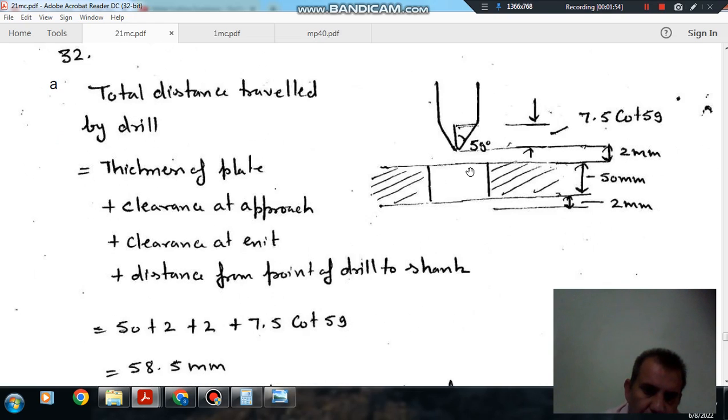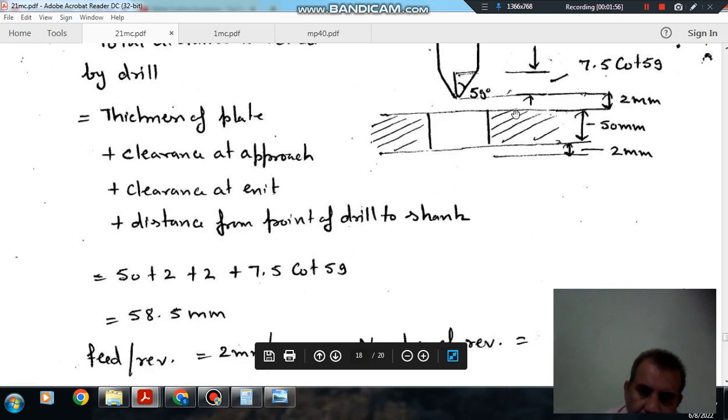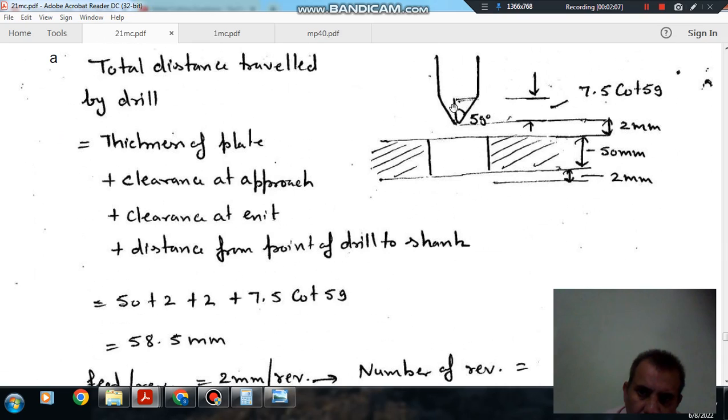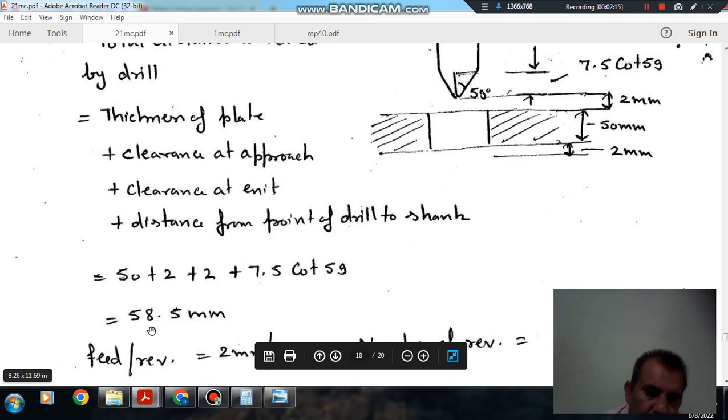So the total distance traveled by the drill is thickness of plate plus clearance at approach plus clearance at exit plus the distance of point of drill to shank. That is 50 plus 2 plus 2, and the point angle is 118 degrees, so half of this will be 59, and the radius is 7.5, so 7.5 cot 59. So the total distance traveled will be 58.5 mm. So for drilling the hole, the drill has to travel 58.5 mm.